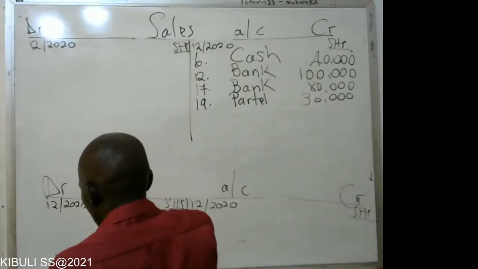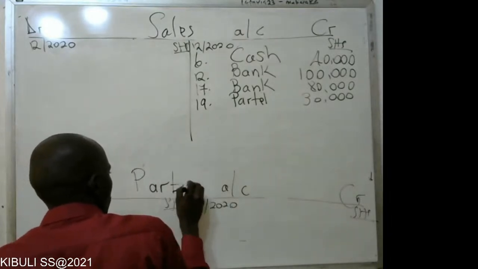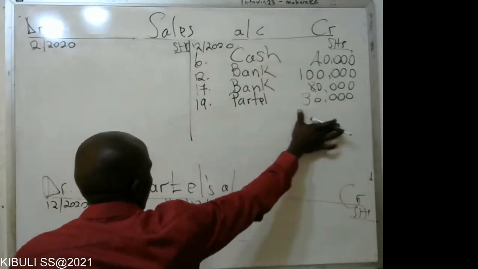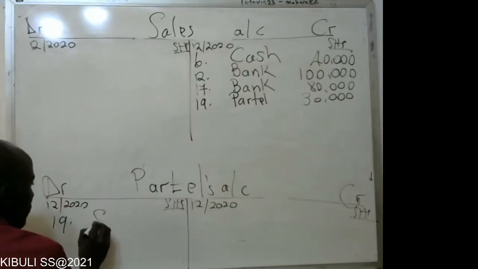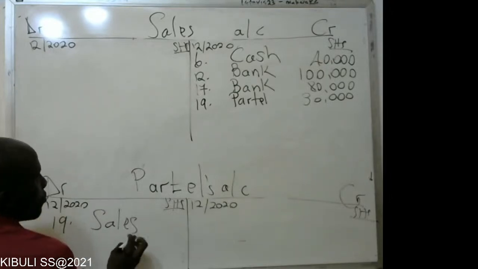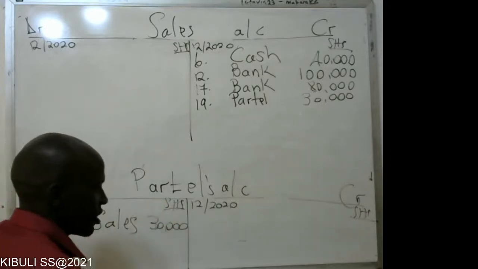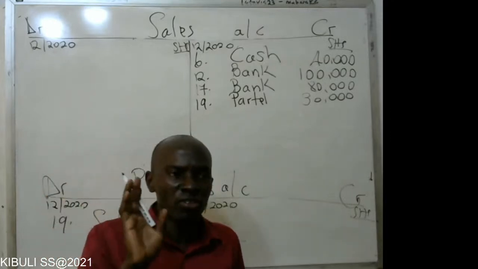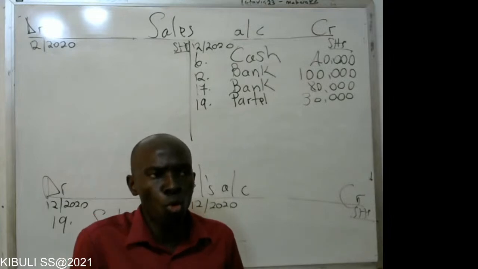You can proceed and open up Patel's account. Because now sales is giving out, it implies Patel will be receiving from sales. How much? 30,000 shillings. Class, always note those transactions on credit that you never recorded in the cash book.